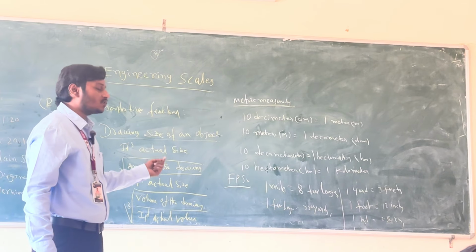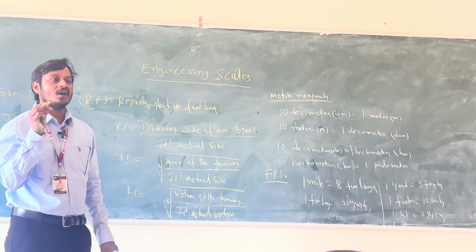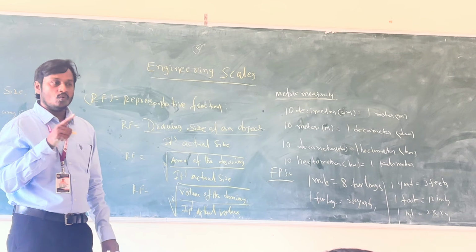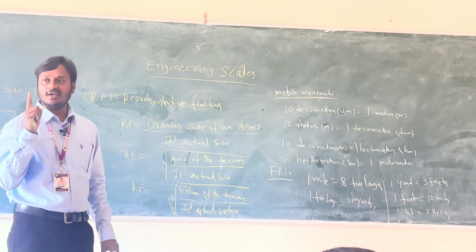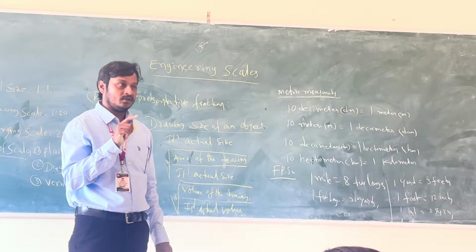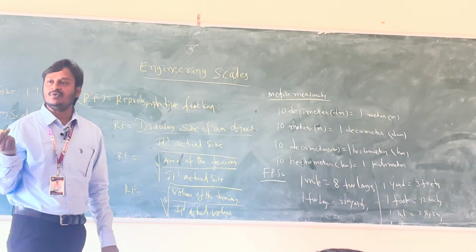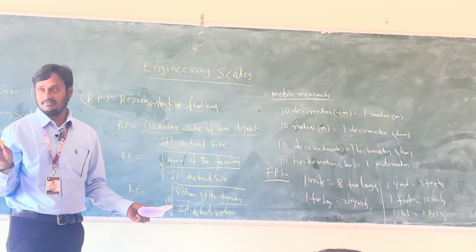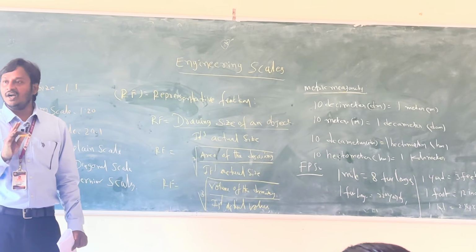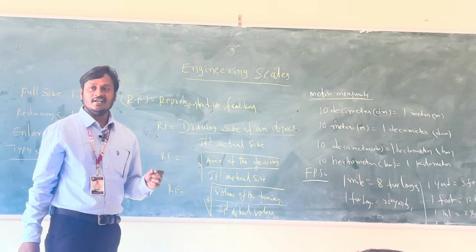Again, FPS measurements. Here, 1 mile is equal to 8 furlongs. 1 furlong is equal to 220 yards. 1 yard is equal to 3 feet. 1 foot is equal to 12 inches. 1 inch is equal to 2.54 centimeters. In engineering, all dimensions are in mm. This is the introduction about your scales.